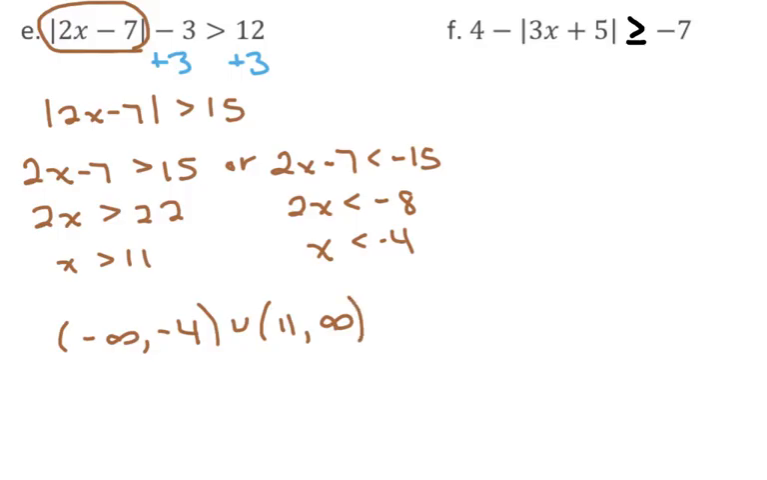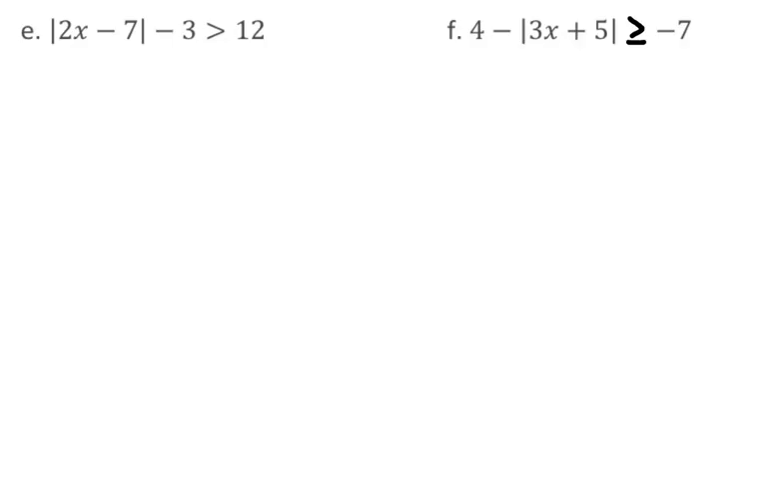Our last one is problem F. Problem F says 4 minus the absolute value of 3x plus 5 is greater than or equal to negative 7. I will first isolate. So to remove the 4, we actually subtract the 4. This gives us a negative absolute value of 3x plus 5 is greater than or equal to negative 11. We need to remove the negative now. To do that, you're going to divide by negative 1.